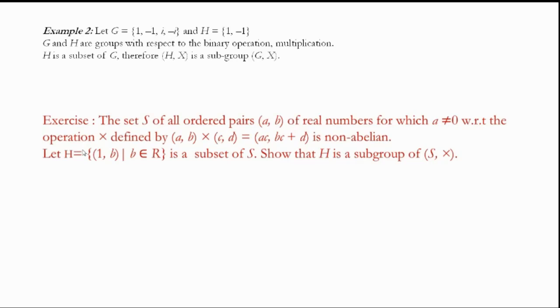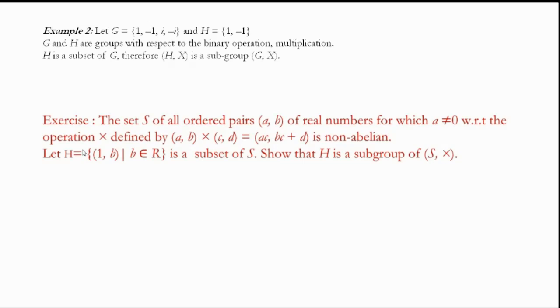Here is an example. G is equal to {1, -1, i, -i}, and H is equal to {1, -1}. G and H are groups with respect to the binary operation multiplication. H is a subset of G, therefore (H, multiplication) is a subgroup of (G, multiplication).